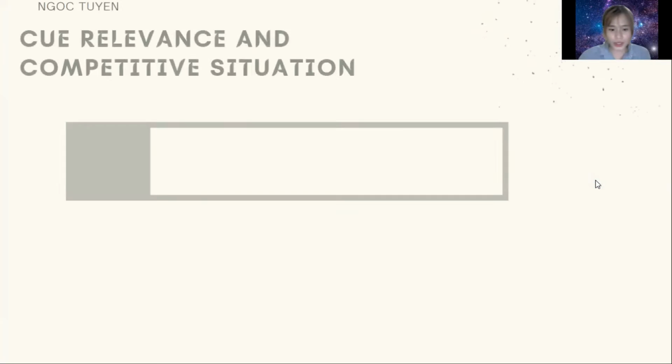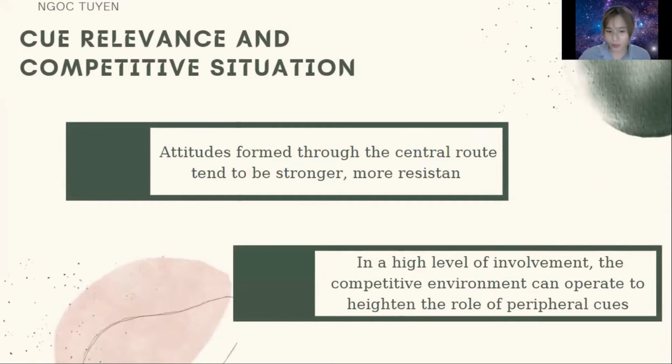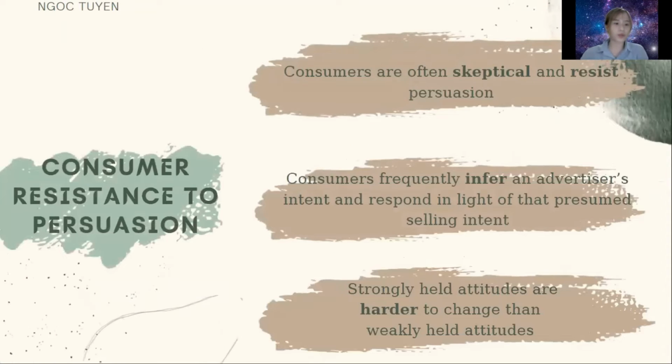The next section is the cue relevance and competitive situation. When compared to attitudes formed by the peripheral route, attitudes formed through the central route tend to be stronger, more resistant to counter-persuasion attempts, more accessible from memory, and more predictive of behavior. Even when there is a high level of involvement, the competitive environment can operate to heighten the role of peripheral route cues.